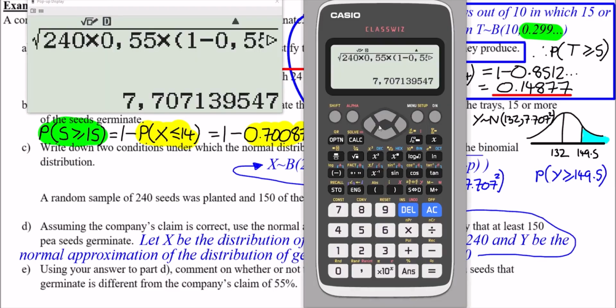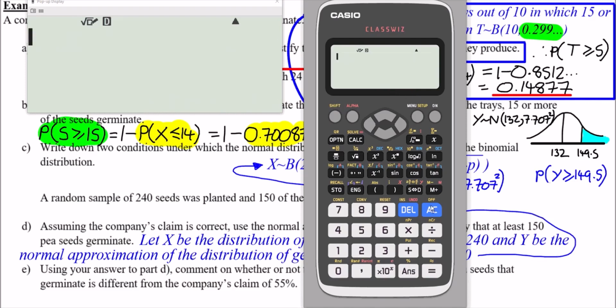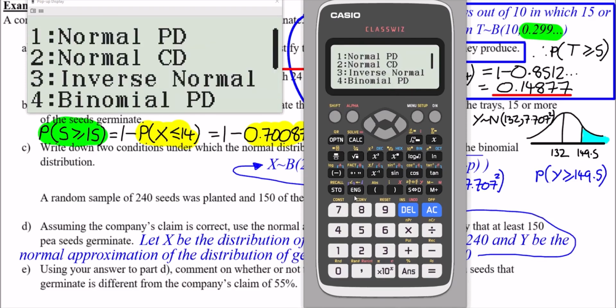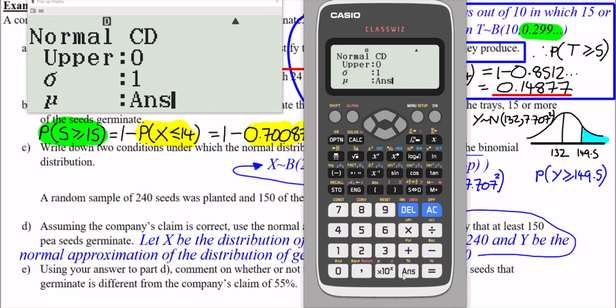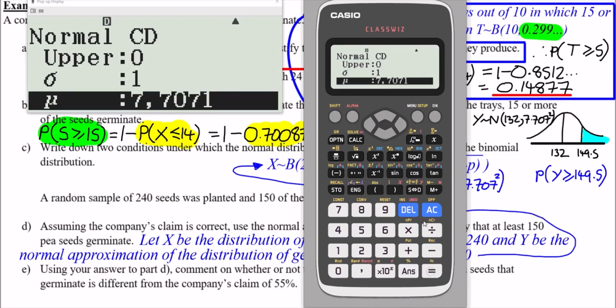So this value here is, of course, the standard deviation. This isn't the variance. This is 7.707. This is the standard deviation for the normal. So we go menu 7. We can go to normal CD. The standard deviation is the answer we just got, that 7.707 number, which we just put the answer in like so. Whoops, I put it in for mean, that's a mistake.